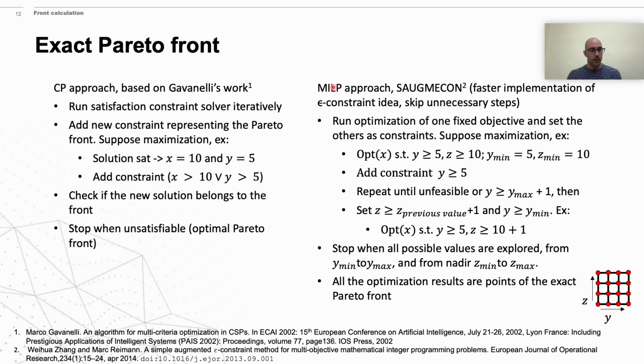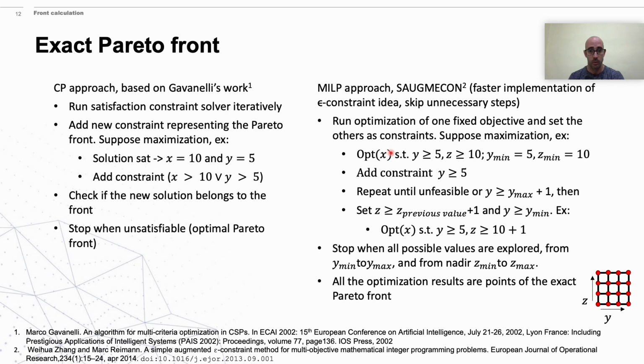In contrast, for the MILP approach, we employ a different strategy, the sum-and-con method. This approach is a faster implementation of the classical epsilon constraint idea, as it bypasses unnecessary optimization steps, resulting in a reduced number of iterations. In the epsilon method, one specific objective is optimized while the others are converted into constraints.